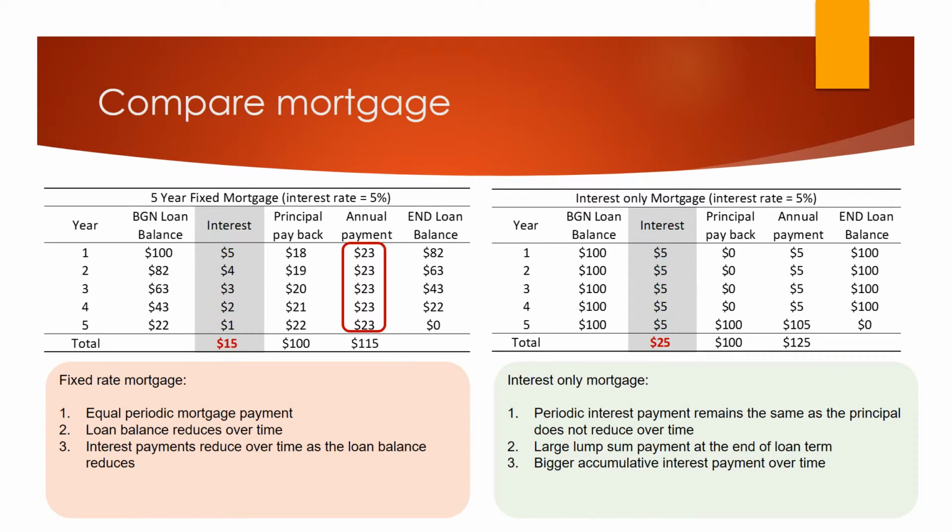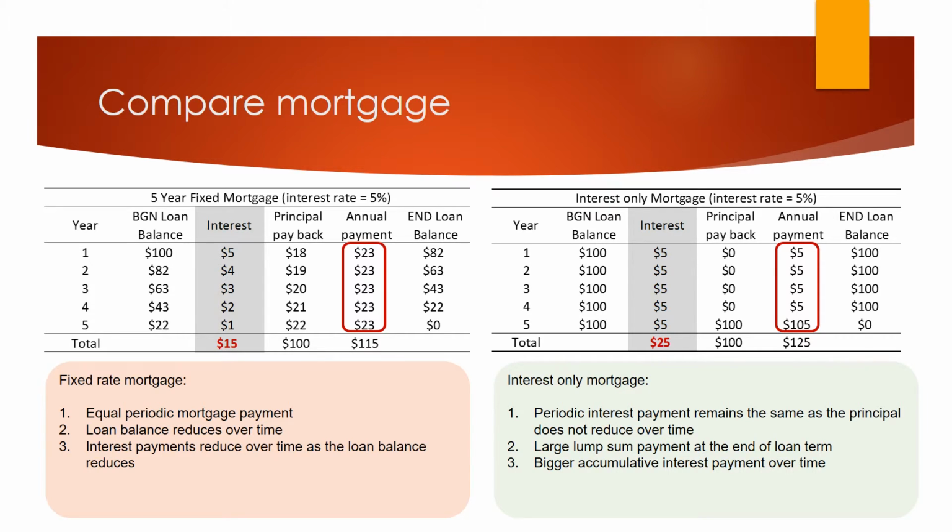On the other hand, for interest-only loan, the mortgage payment each year is smaller, $5 per year, because the mortgage payment does not include principal paydown. So 100% of the mortgage payment is interest expense. However, the borrower needs to come up with $105 at the end of year 5 to pay down the entire loan and year 5 interest. So this creates cash flow challenges.